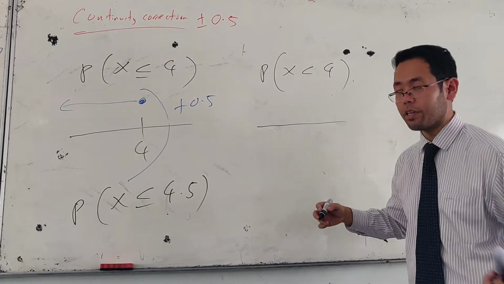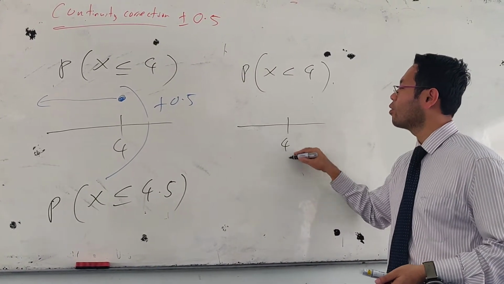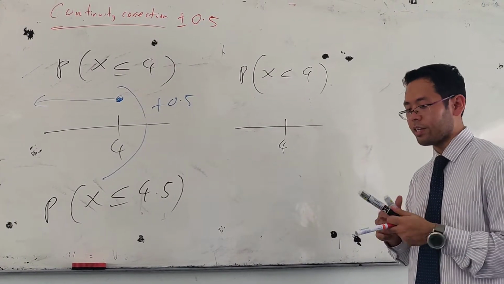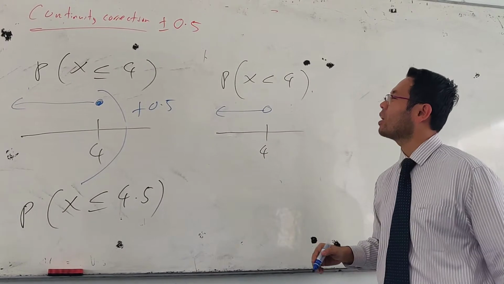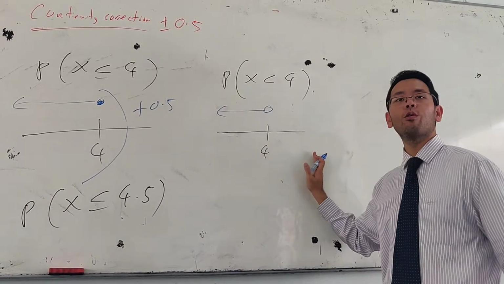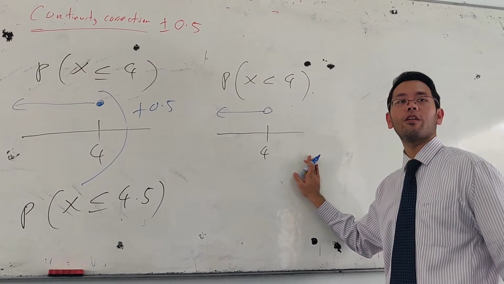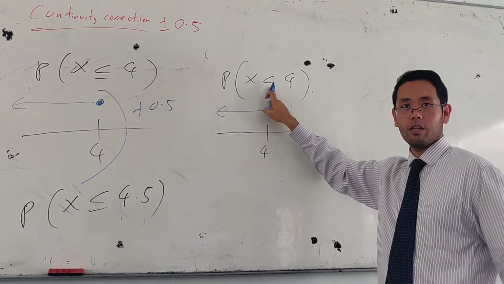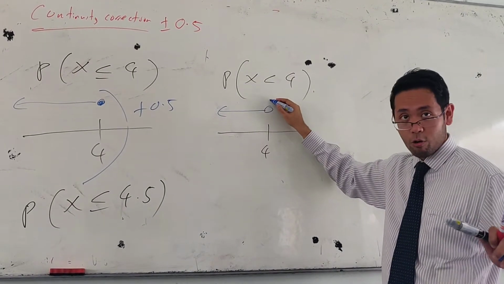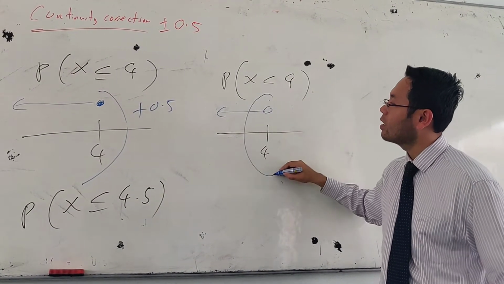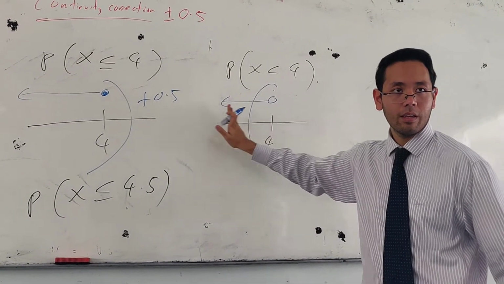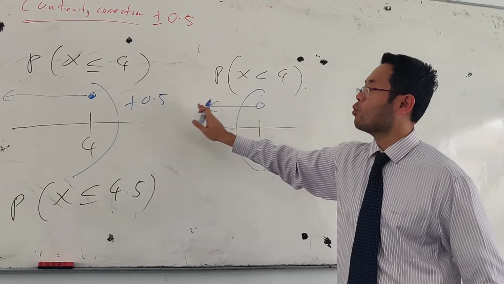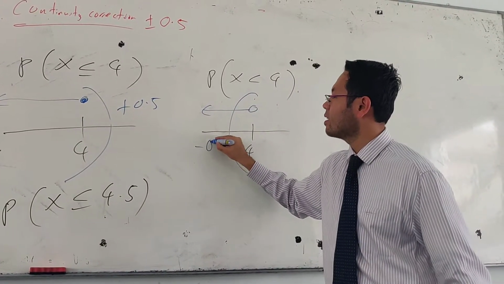I do not do the same technique as before. Which direction am I heading? Left way. Should I include the 4 or should I not include the 4? Why not? I'm not including the 4, so I'm going in this way, because I'm not taking 4 with me. I'm going this way. If I go on the left, I minus 0.5.